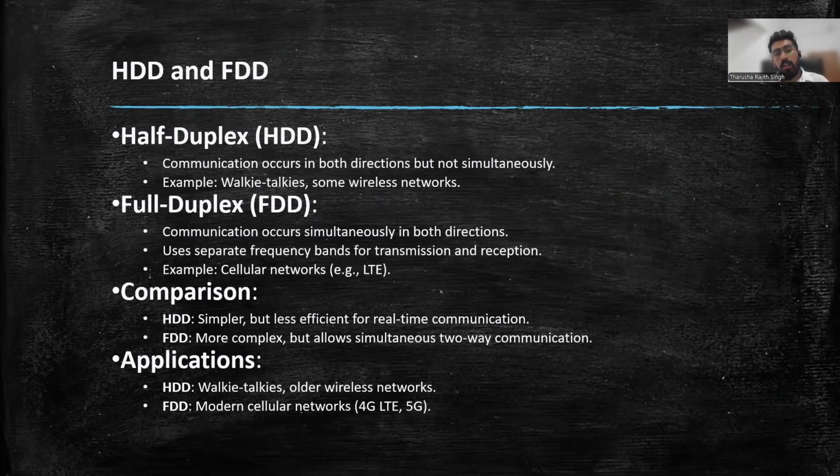So HDD is commonly used in walkie-talkies and older wireless networks and applications where simultaneous communication is not necessary. And also FDD is used in modern cellular networks.